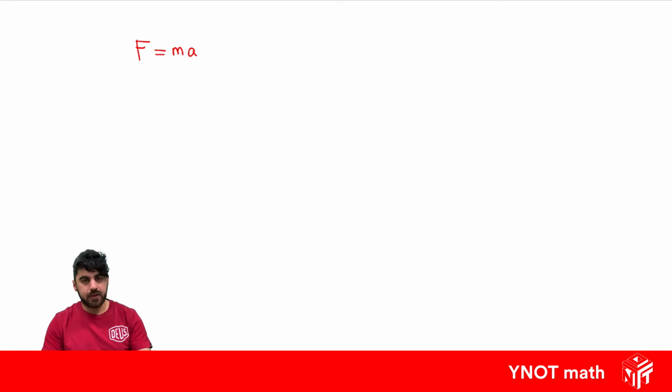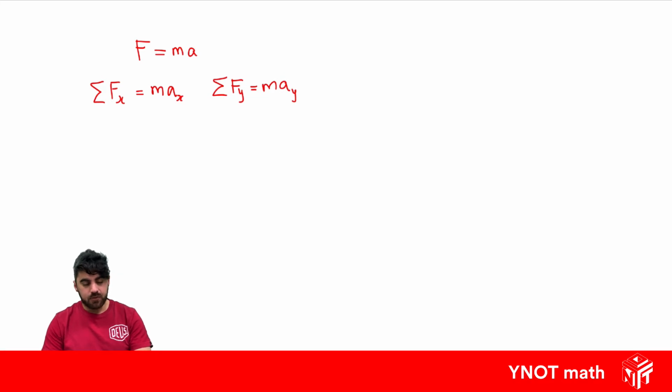There might be more than one force in these directions, and we need to take all of them into consideration. So we're going to rewrite this formula as: the sum of the forces in the x direction equals mass times acceleration, and the sum of the forces in the y direction equals mass times acceleration. Something we're going to need to do is break up the forces and resolve them into their x and y components.